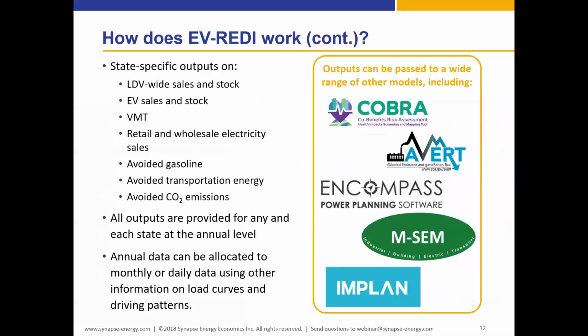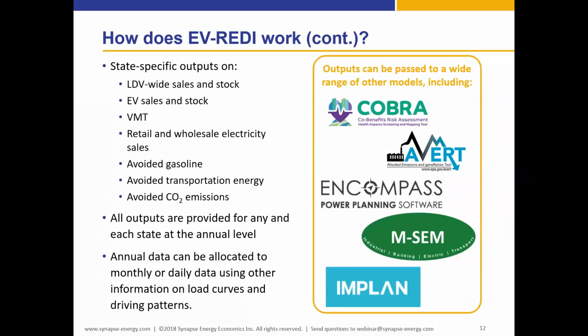Sure. So I had just been talking about inputs, so I just want to talk briefly about outputs here. EV-REDI gives state-specific outputs on LDV-wide sales and stock, so that's the baseline level of sales and stock for pickup trucks, cars, SUVs, minivans, all those types of cars. It also gives the EV sales and stock, so the percentage of sales, number of sales, and number of cars for EVs, specifically broken out by battery electric vehicles and plug-in hybrids.